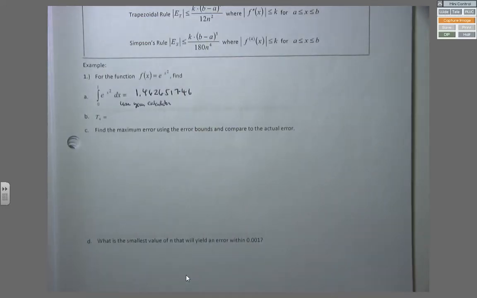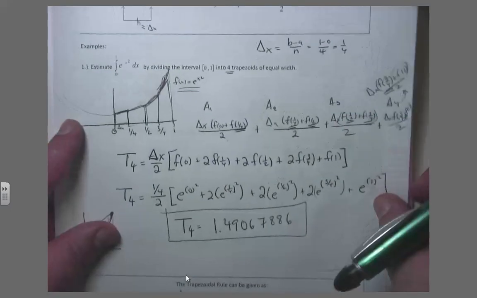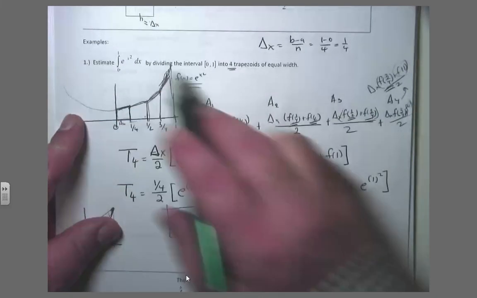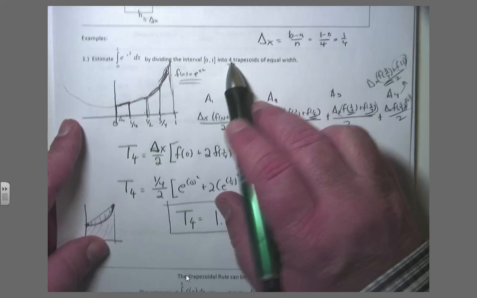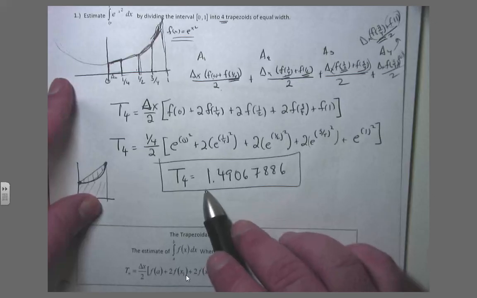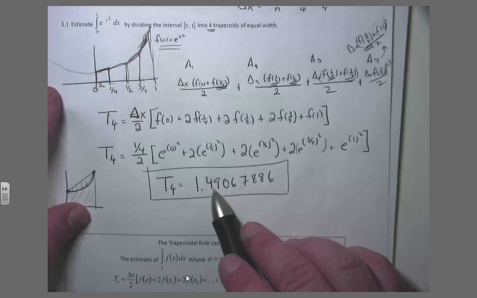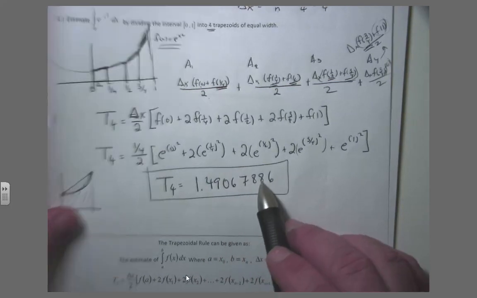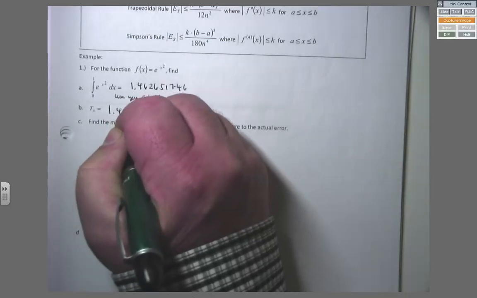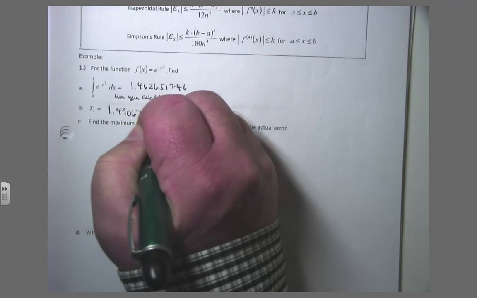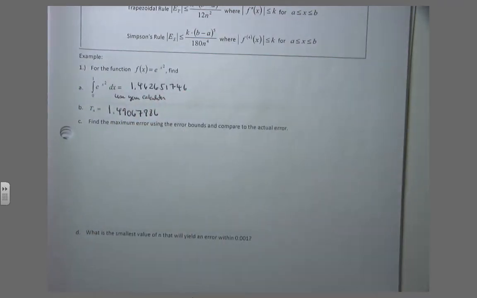Does that make sense? Now, last class, we did, turn back a couple of pages here, we actually did this problem where we were trying to approximate the integral from 0 to 1 of e to the x squared with n equals 4. So we're using 4 partitions here. And what do we get for the trapezoidal rule? It was 1.490678886. So here it is. I'm just going to write that in there because we've already done that one. 1.490678886. See 2 pages ago of notes. Okay?